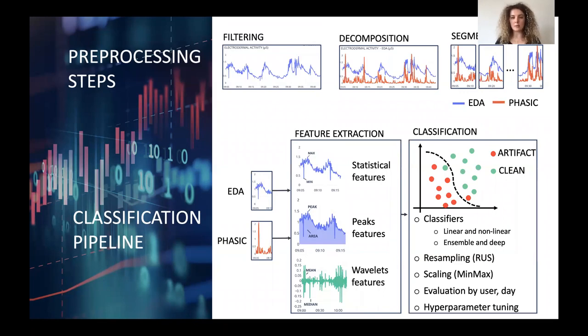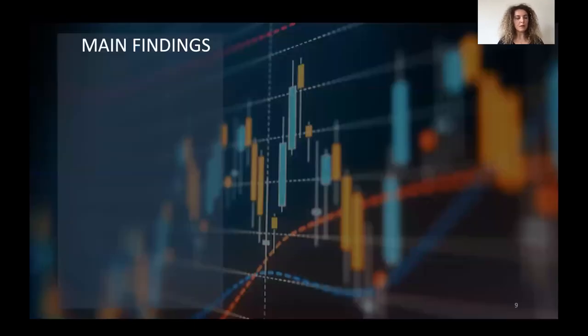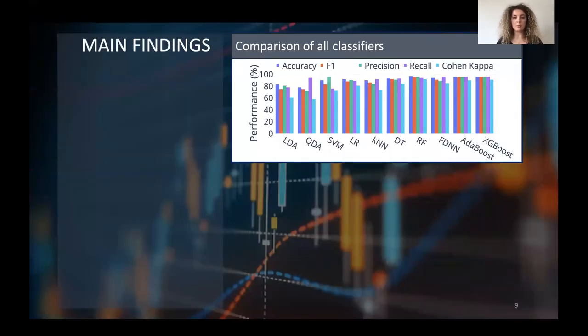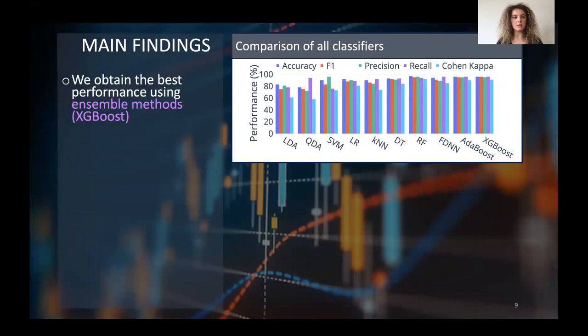We then resample the data using the random undersampling technique in order to combat the imbalanced data set. We rescale the features using the min-max scaler, and we evaluate our approach by leave one subject out as well as leave one day out validation techniques. We also tune the parameters of the best classifier using a grid search. Our main findings show that from the different classifiers that we investigated, we obtained the best performance using ensemble methods, in particular gradient boosting techniques.